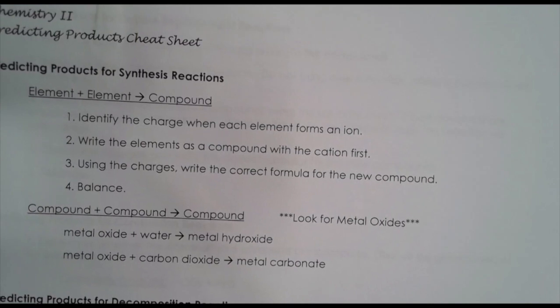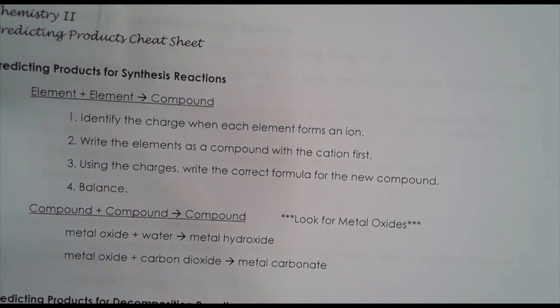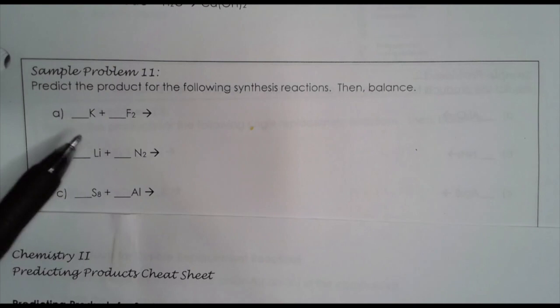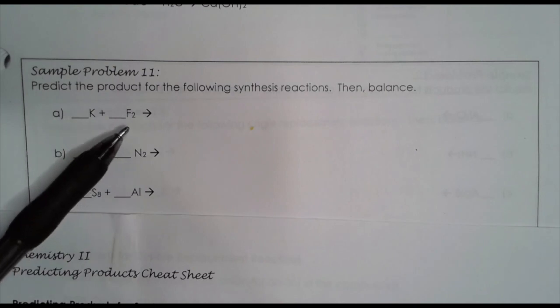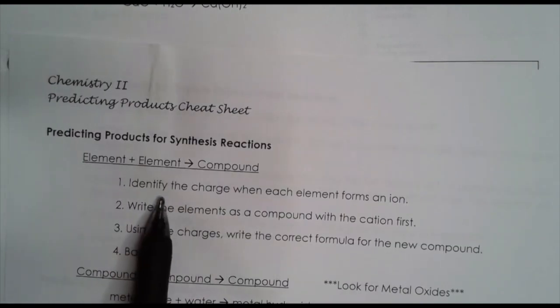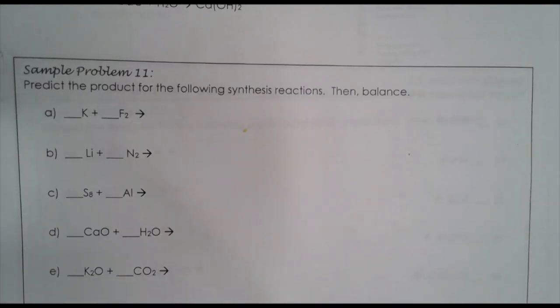You do have this predicting products cheat sheet that I gave to you, and I'm going to be referencing this as we go through it. For each of these, we're going to follow this first step: identify the charge when each element forms an ion. I'm going to do this in pencil and write those charges on top of each of these elements.